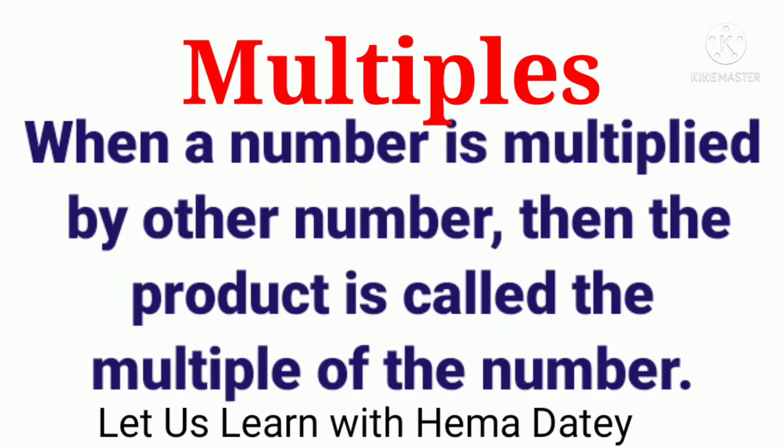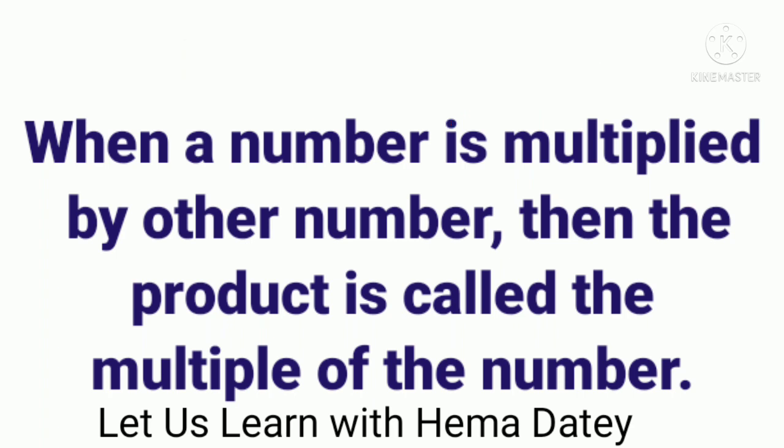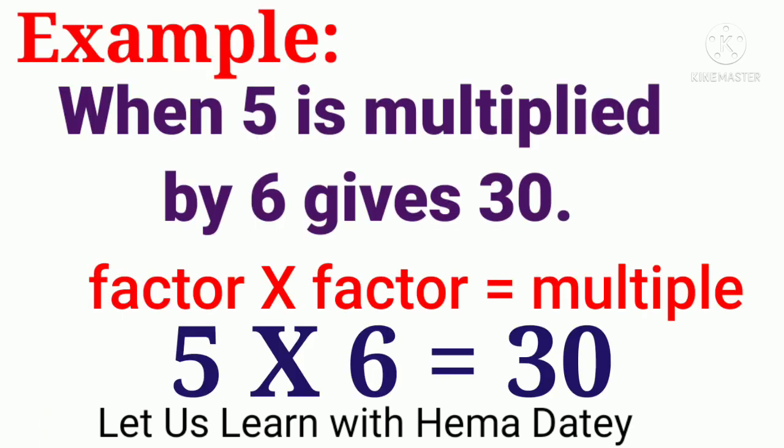Multiples. When a number is multiplied by another number, then the product is called the multiple of the number. Example, when 5 is multiplied by 6 it gives 30. It means 5 and 6 are the factors of 30 and 30 is the multiple of 5 and 6.